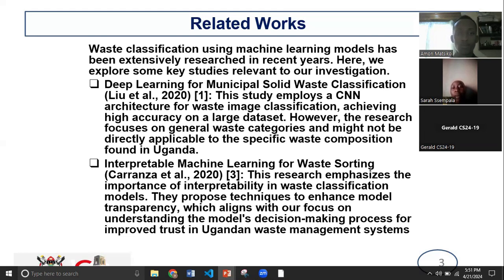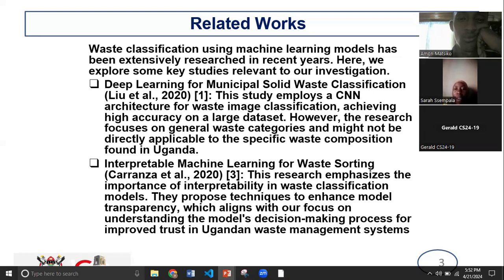One, allow us to talk about deep learning for municipal solid waste classification, from 2020, where this study employed the CNN architecture for waste image classification, achieving high accuracy on a large data set. However, the research only focuses on general waste categories, and it might not be directly applicable to the specific waste composition found in Uganda, particularly.